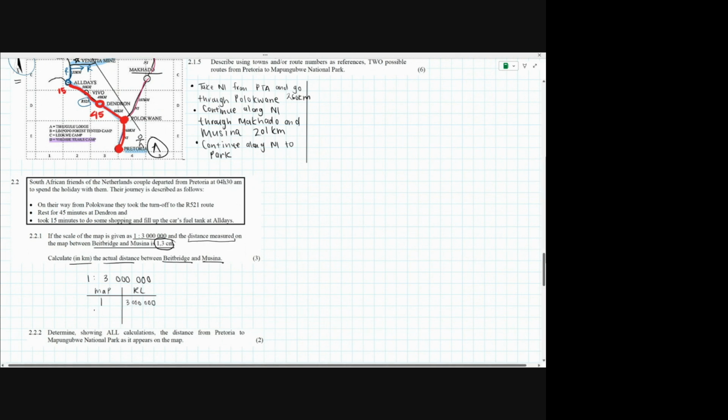We know that our map measurement is 1.3. So we're going to divide up and times across. Essentially, 1.3 divided by 1 times 3 million. That is going to give us 3.9 million. I don't know why I'm writing it there, I do apologize. Right, 3.9 million centimeters. Now, quite clearly, they've asked us for the answer in kilometers.